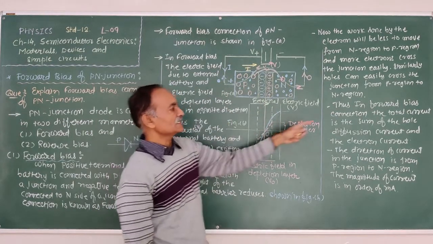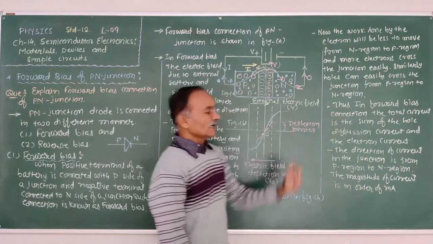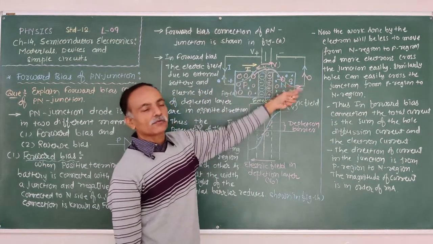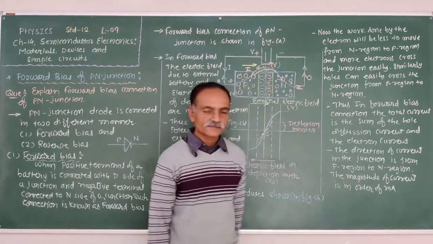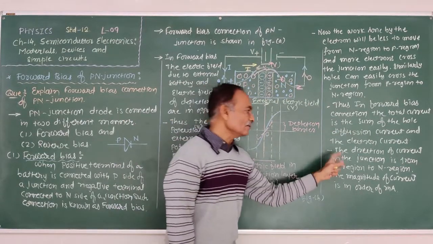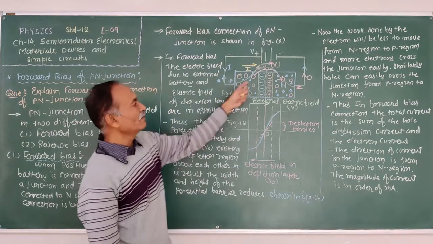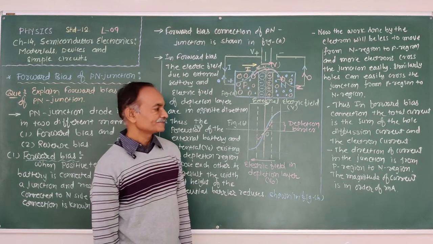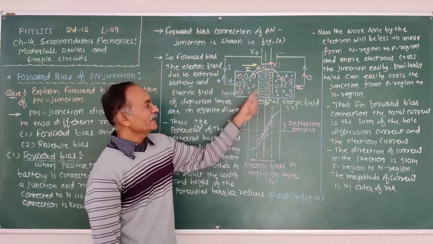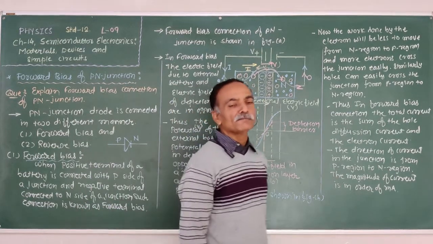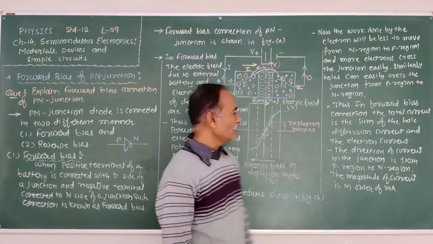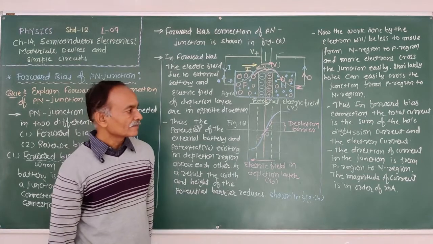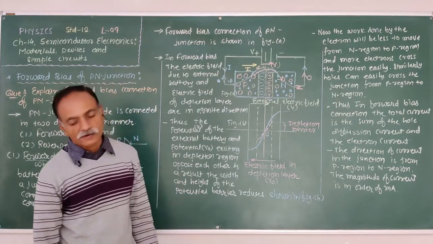Thus, in forward bias, the total current is the sum of the hole diffusion current and the electron current. The direction of current in the junction is from P to N region. And the magnitude of current is in the order of milliampere. Clear this? Okay. So that is the forward bias.